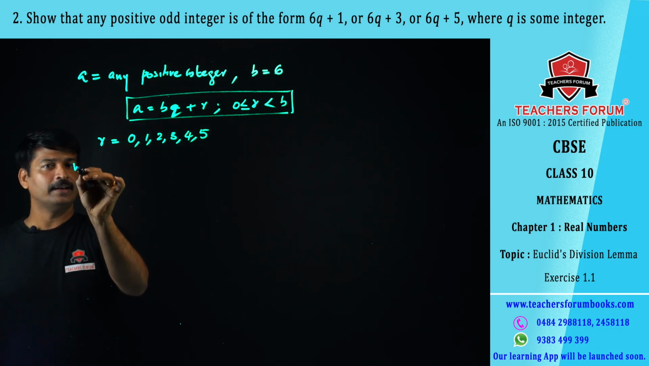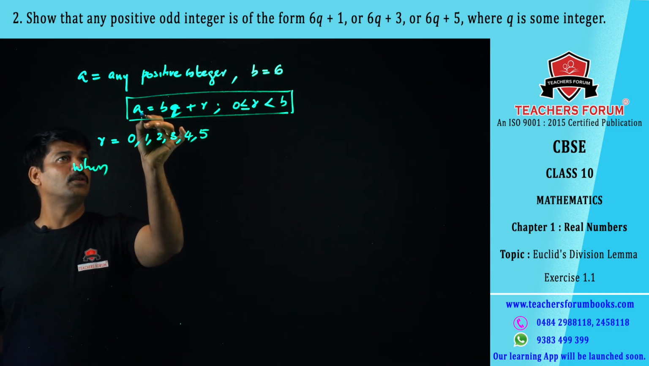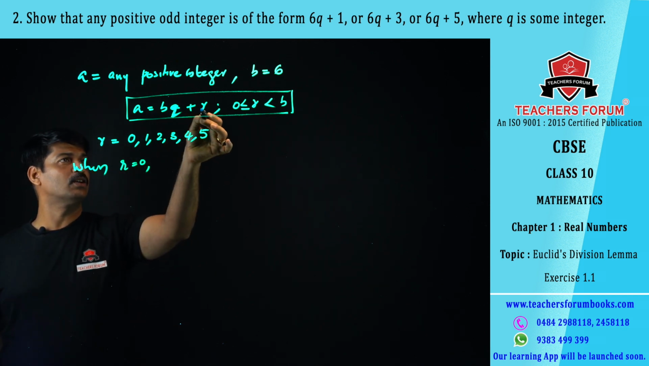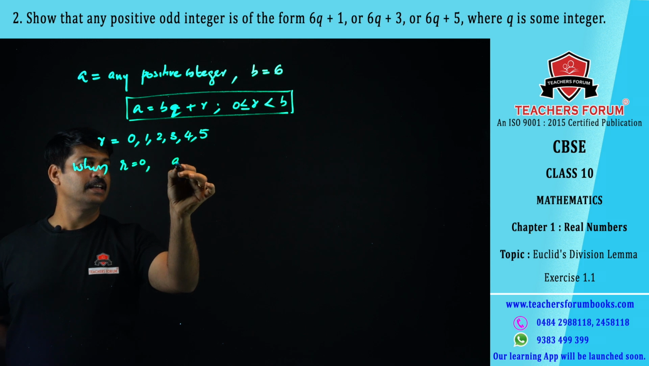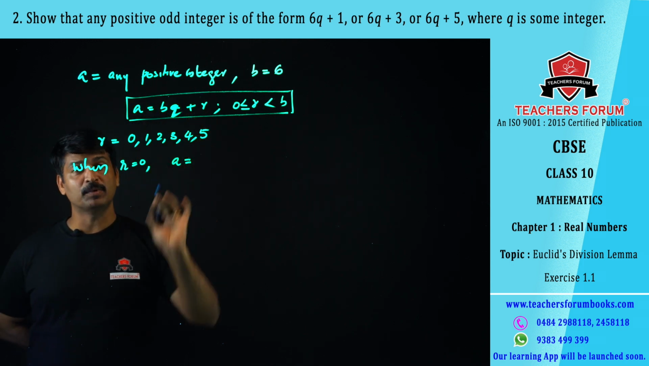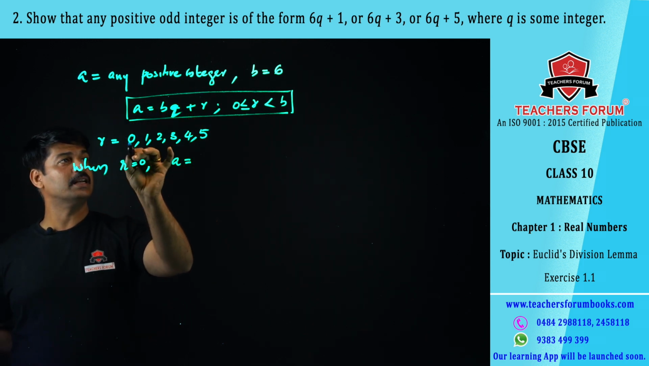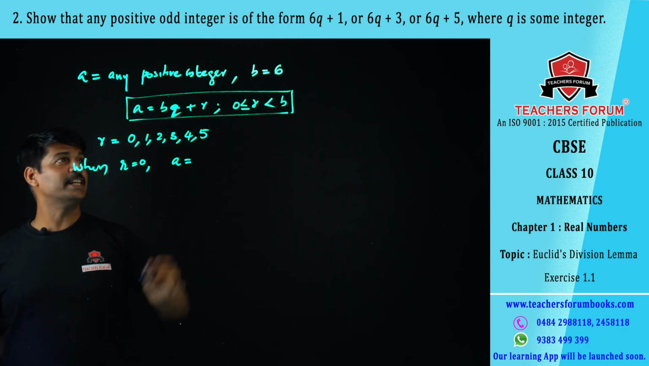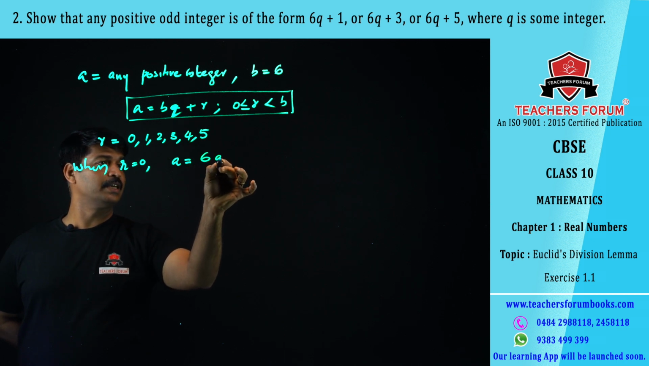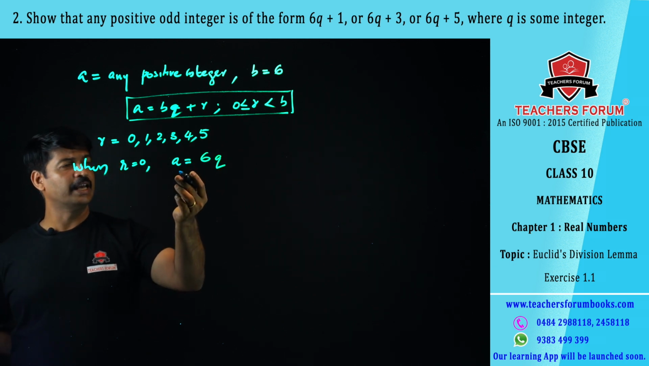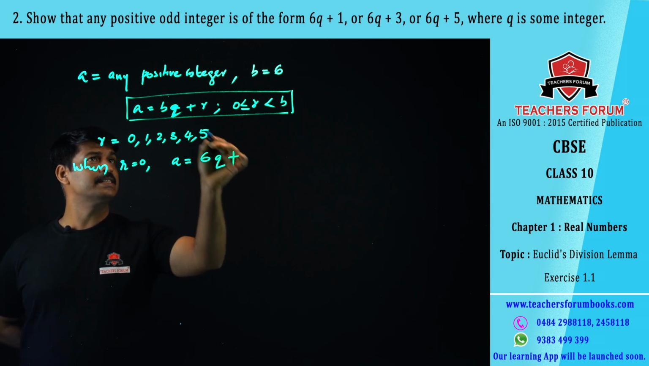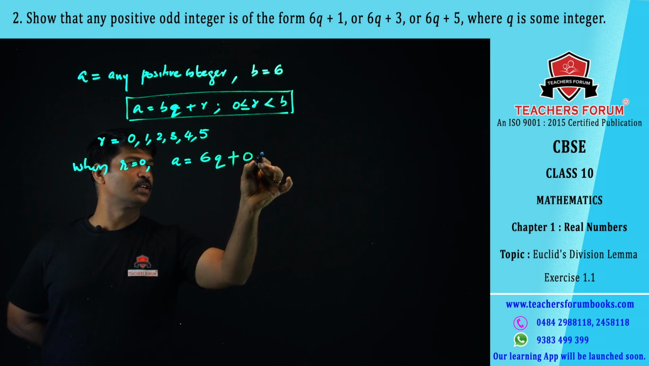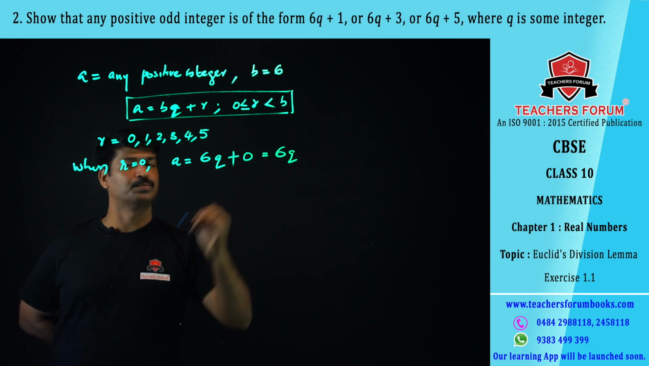Now let us see what will be the value of a when r is equal to 0. Can you tell me, when r is equal to 0, what is the value of a? a is any positive integer. So, when the value of r is equal to 0, a is equal to bq. What is b? b is 6. q is any integer. So, a is equal to 6q plus r. What is the value of r here? r is 0. So, 6q plus 0 is equal to 6q.